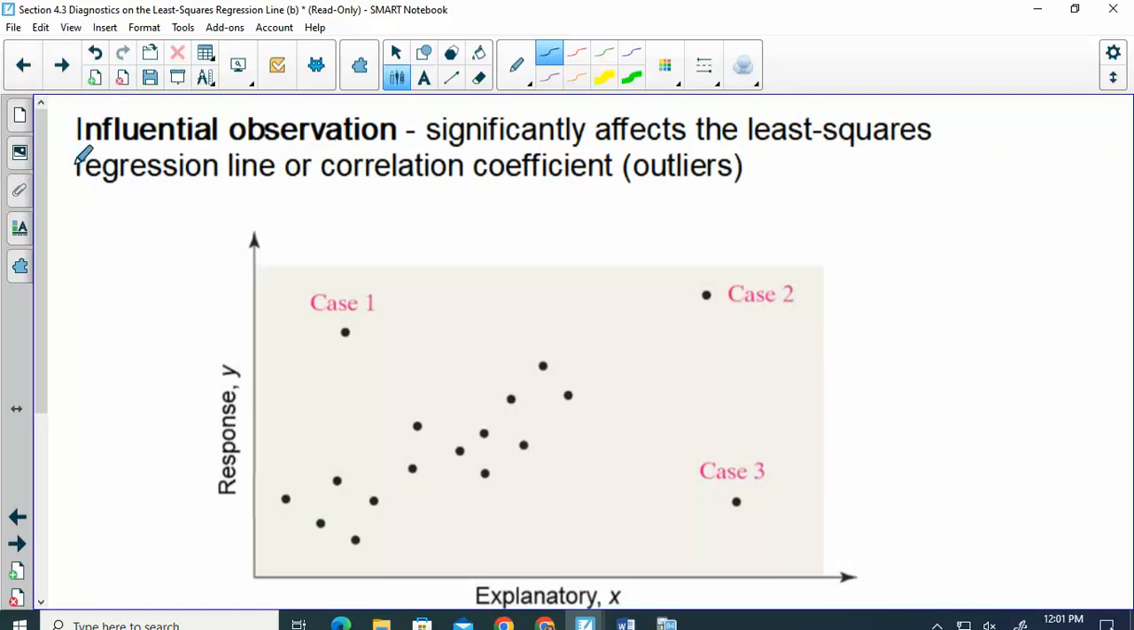All right, last, just a definition. Influential observation is any point that would significantly change the regression line or the correlation coefficient. So anything that's going to cause drastic change, that's typically an outlier. If I look at this one, do you think this first point, is it an outlier, first of all? Definitely.